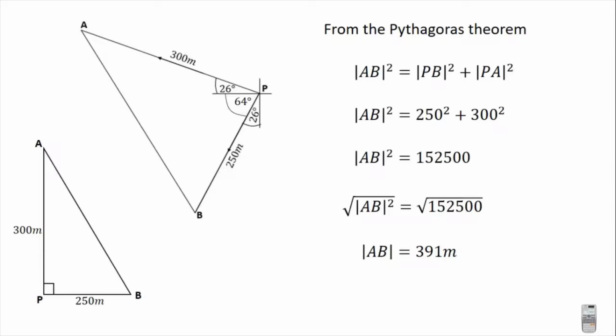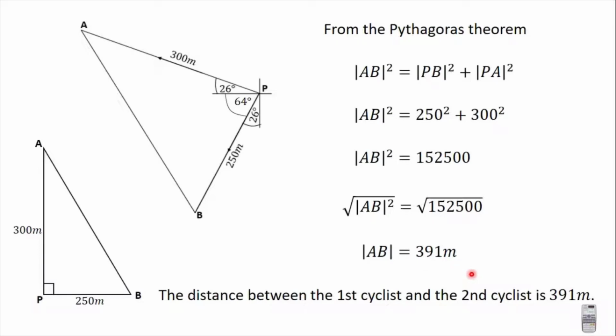So if you watch that video, you are going to get more knowledge about it. So when you round this answer here to 3 significant figures, we are going to get 391 meters. So we can say that the distance between the first cyclist and the second cyclist is 391 meters.